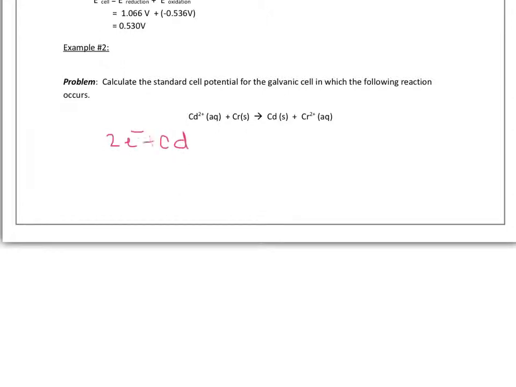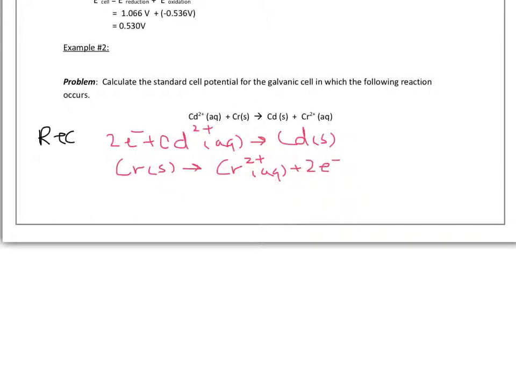2 electrons plus Cd2+ goes to Cd solid. Cr solid goes to Cr2+ plus 2 electrons. We identified the first one as reduction. We identified the second one as oxidation. The reduction one stays the same, so we'll write that out. E naught for reduction is equal to negative 0.40 volts.